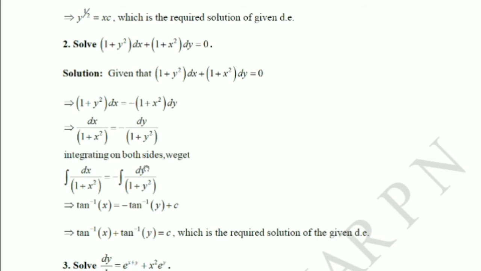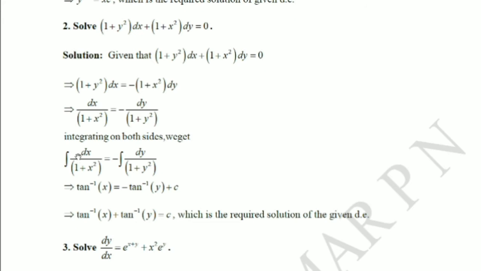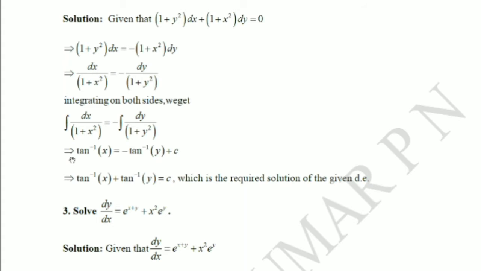So integrate on both sides. Then integral of this is equal to minus integral of this. But this is of the form integral of 1 by a square plus x square. Here a is 1. Therefore, we know there is a general formula which says integral of 1 by a square plus x square is 1 by a into tan inverse x by a. But since a is 1, simply you will get 1 by 1 into tan inverse of x by 1. 1 by 1 is 1, therefore tan inverse of x.